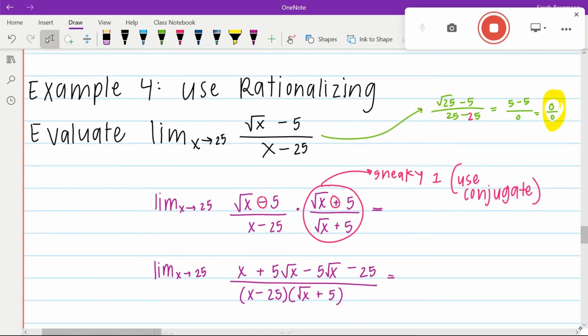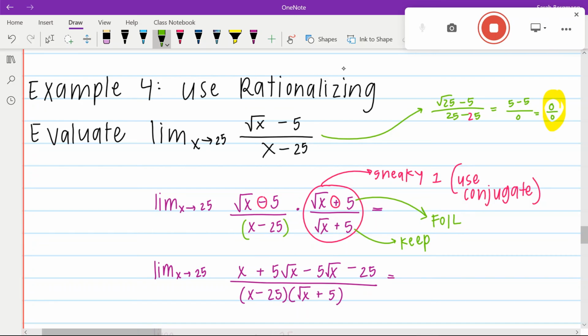So wherever you're multiplying the conjugate, so in this case we're multiplying by the conjugate of the numerator, we want to FOIL the numerator. So we're going to FOIL the numerator, but we want to keep the denominator. The reason for that is because we are going to end up canceling out this term x minus 25. So FOIL out your numerator.